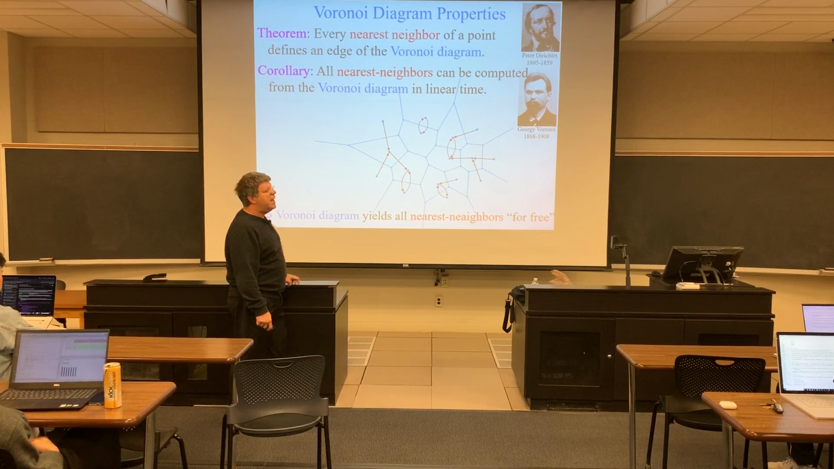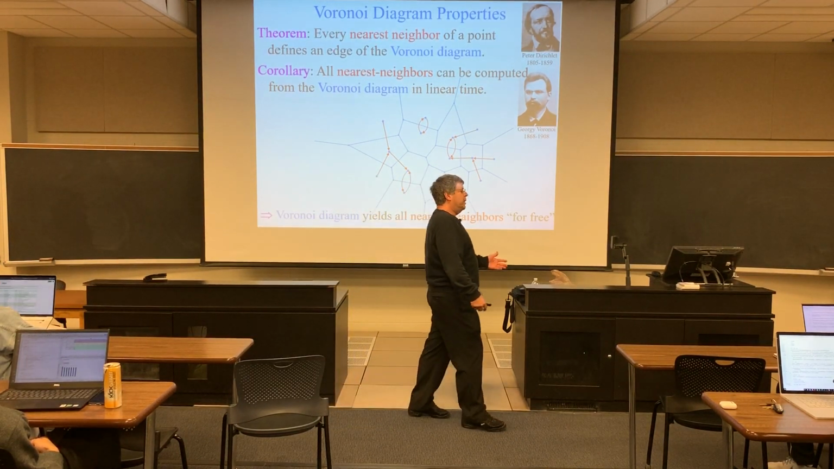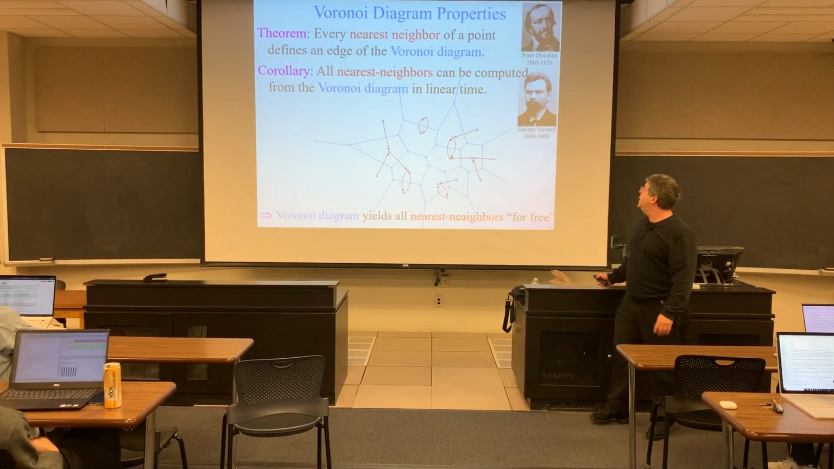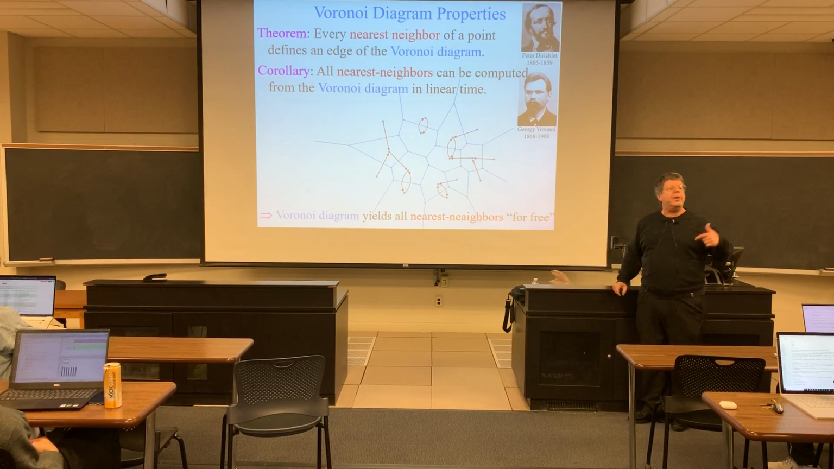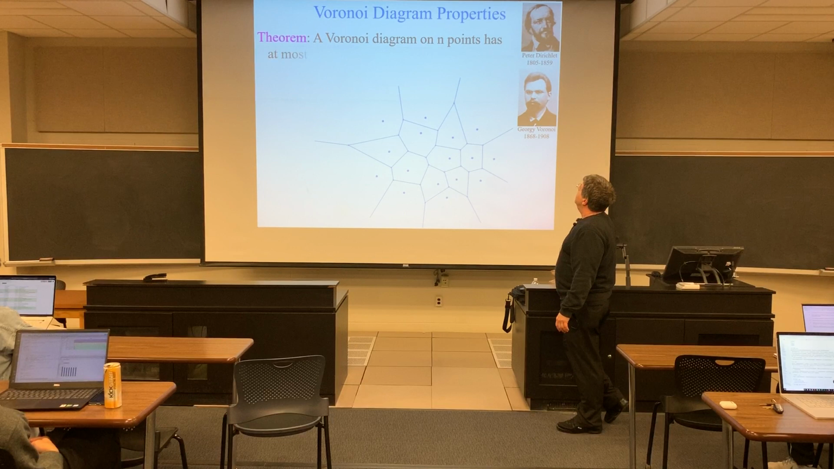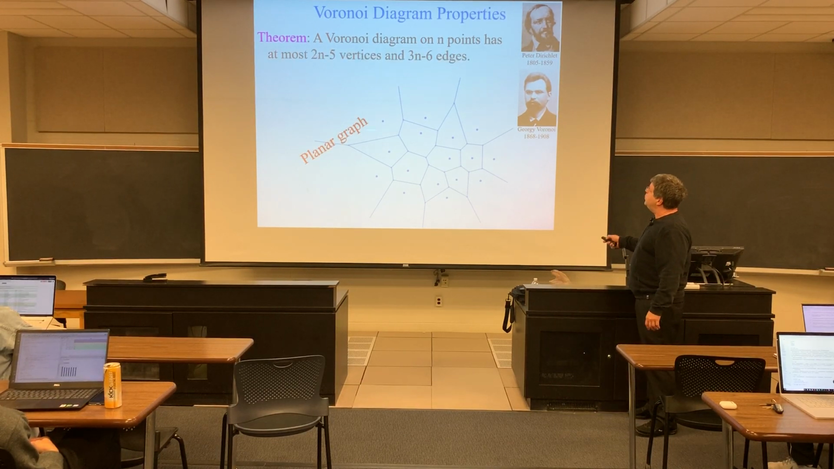And if you know all the nearest neighbors, you know the closest pair as well. It's just one of the n pairs of nearest neighbors. Okay? So from the Voronoi diagram, you can compute a lot of other things for free. And it doesn't stop there. It keeps going.